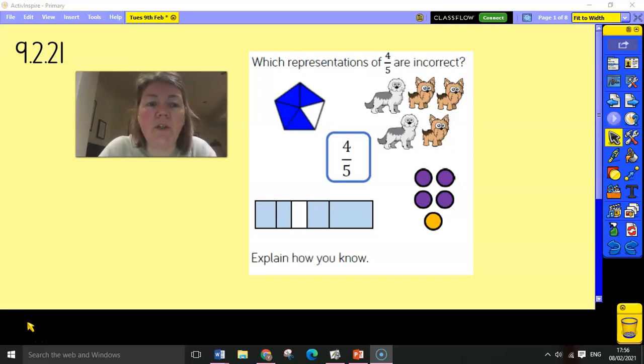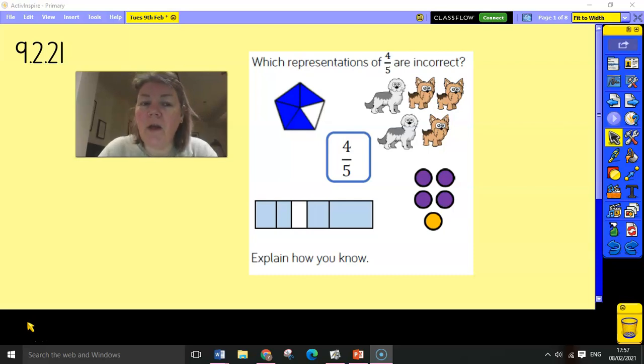And the first thing that I want you to do, just to get those maths brains warmed up, is have a look at these different representations here of fractions. And I want to know which representations of 4/5 are incorrect. So can you pause now? Have a little look at, there are 1, 2, 3, 4, 5 different representations. Have a look at each one and which ones are incorrect, which ones do not show 4/5. So pause now and then come back when you've had a go.